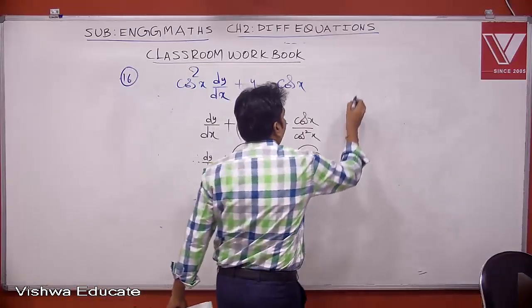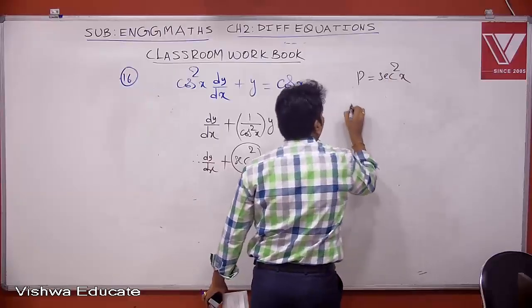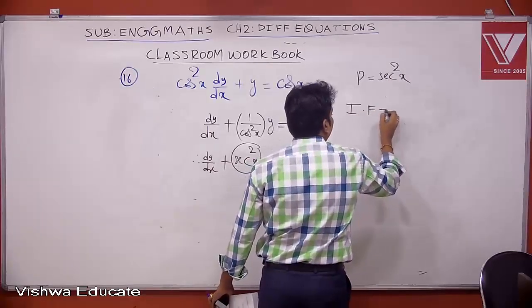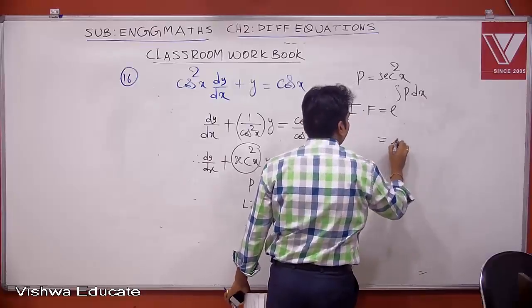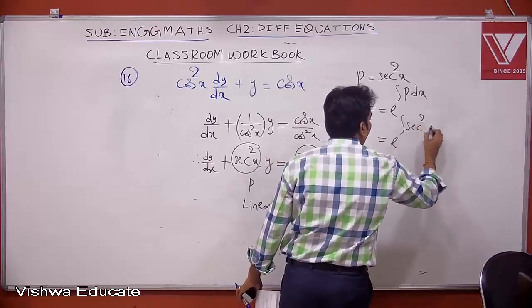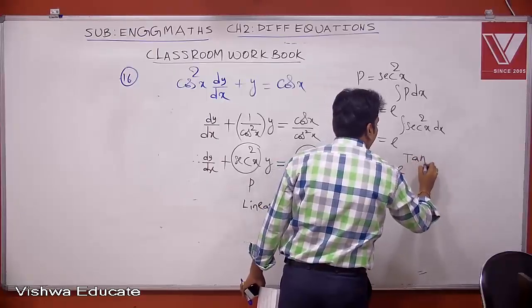Here p is required for me. So here p is secant square x. So what is my integrating factor? This is e power integral p dx. So this is e power integral secant square x dx. Therefore this is e power tan x.